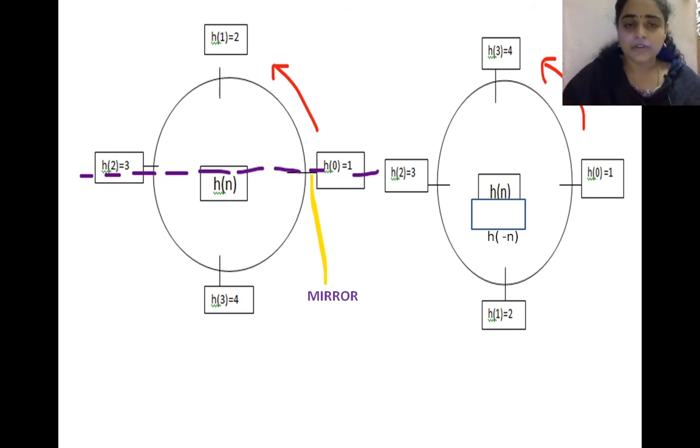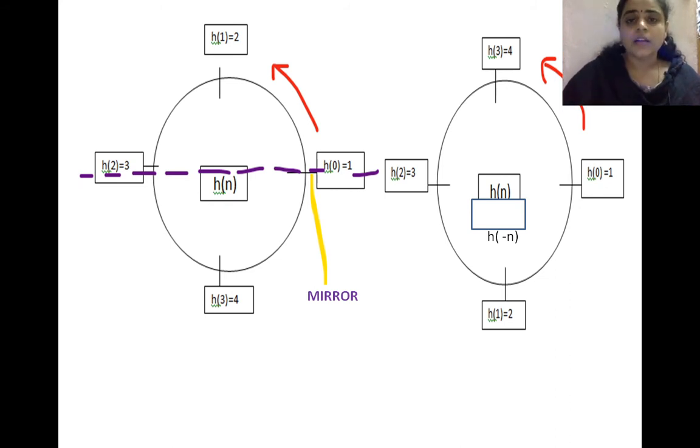So we have to mirror only h of n. Okay, you can do it with x of n also, but as per theory we are not going to disturb our input signal. We are going to find out circular convolution for some specific input. So x of n need not be disturbed, only h of n is to be mirrored and h of n is going to be shifted.